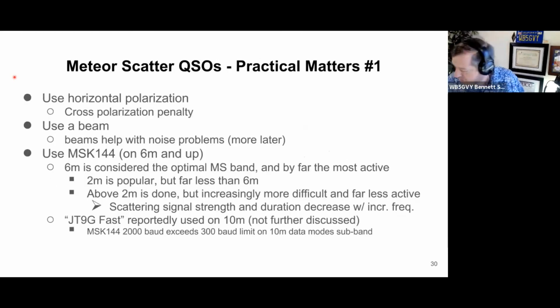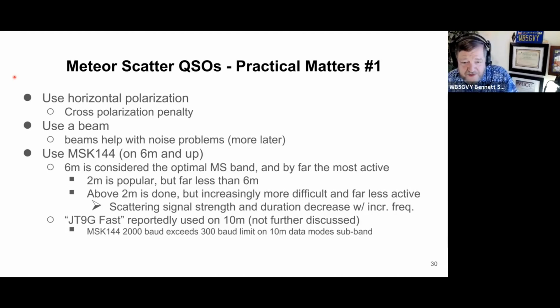Okay, so let's get into some practical matters. For meteor scatter, you want to use horizontal polarization. Everyone else is using horizontal polarization. You're going to have a cross polarization penalty if you don't. There may be other reasons for doing that, but everyone's using horizontal polarization. You want to use a beam. Beams help with noise problems, which we'll get into, but noise problems are a big deal.